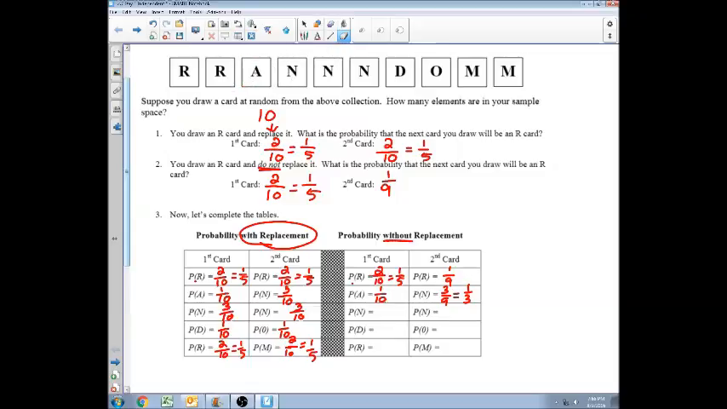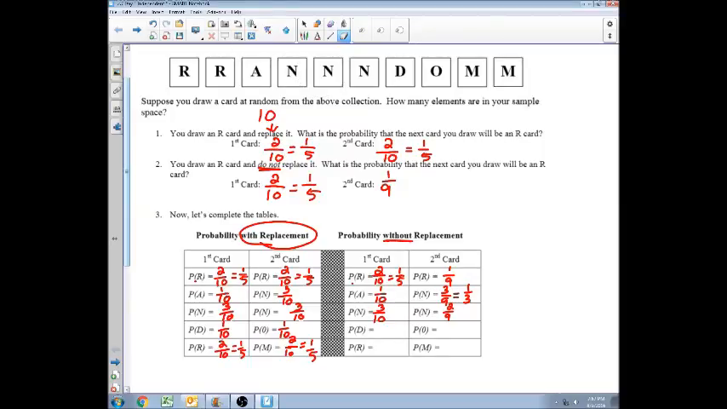The next line says, how many N cards? Well, we just said that there were 3 N cards. Right now, it's our first card we're drawing, so there's 10 possibilities. Now I can get rid of one of those N cards. What's the probability of the second card also being an N card? Well, it's out of 9 because I got rid of one of those N cards, and there are only 2 N cards left.